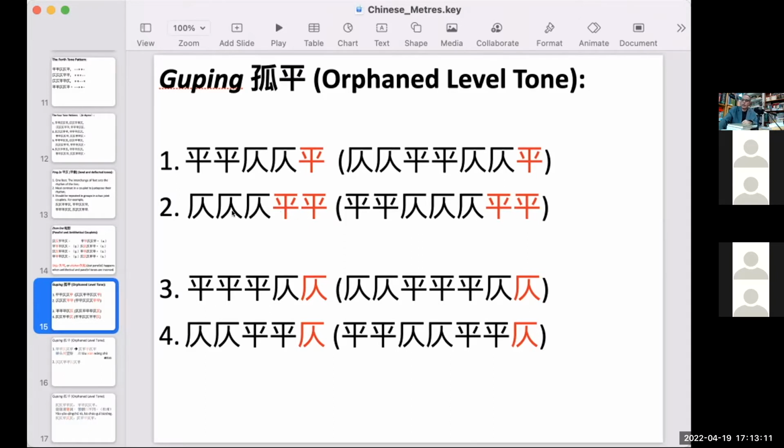It's the same idea. If you change, for example, this ping into tsu, that means you left this one alone. Then this is another defect. It's okay if you leave a tsu alone in one line, for example, this line. If you change this tsu into ping, it's okay because the tsu is the rhyme. It's fine. So having this gu tsu is okay, but having gu ping is not okay.